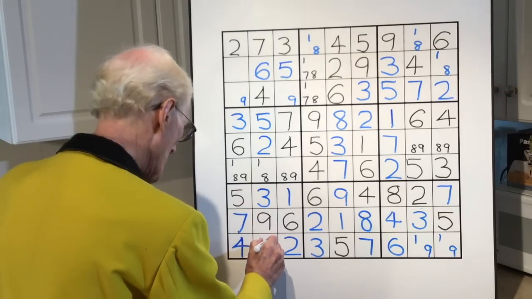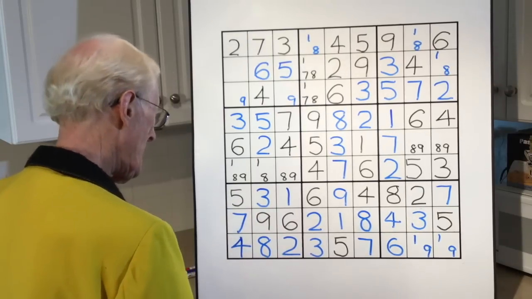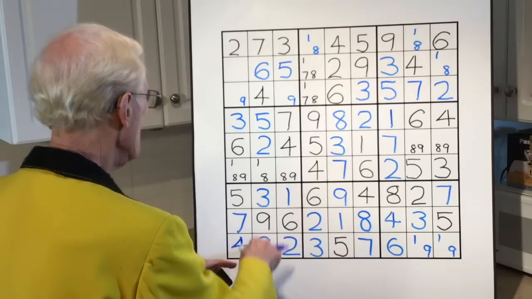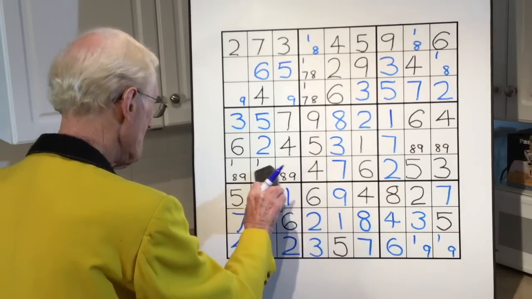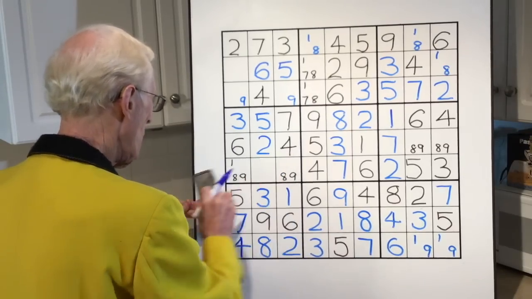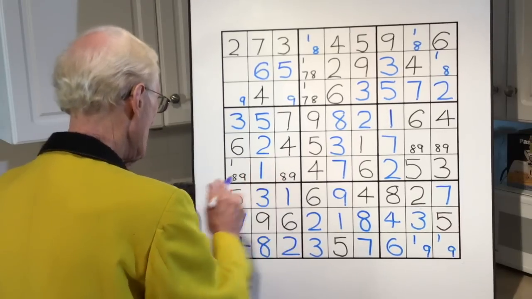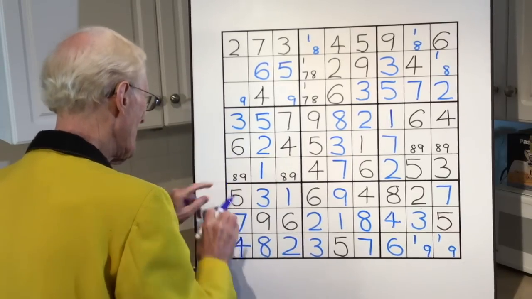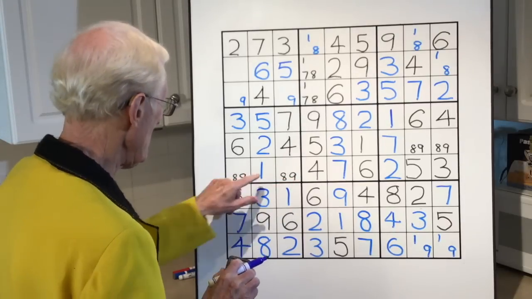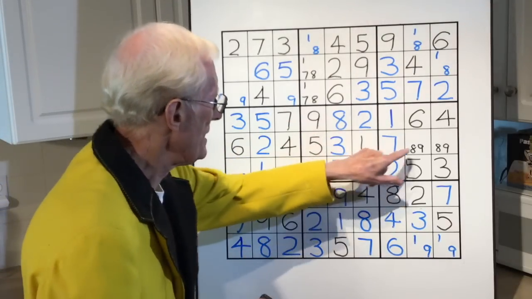It's an 8. Let's have a look at the ramifications of that. That way is fine. This way, this 8 goes, and this becomes the 1. Therefore, there can't be a 1, and we're left with an 8-9 matching pair. That fits. 8-9, 8-9.